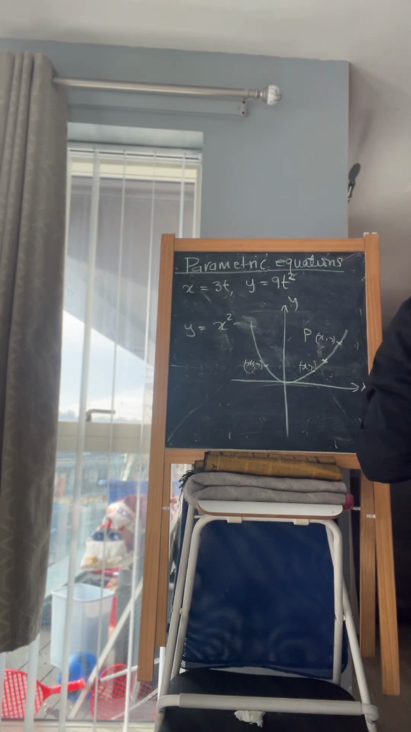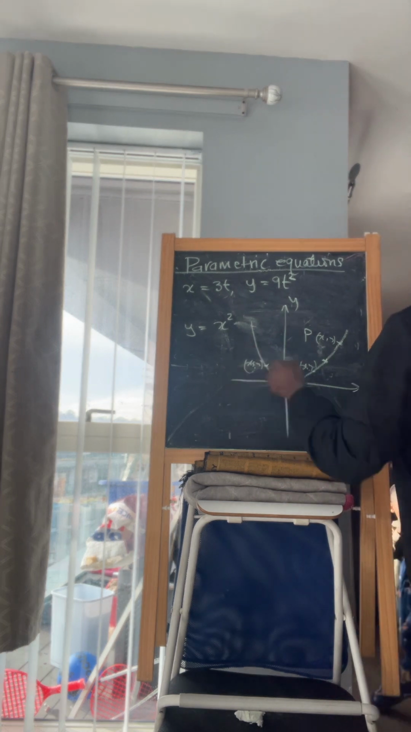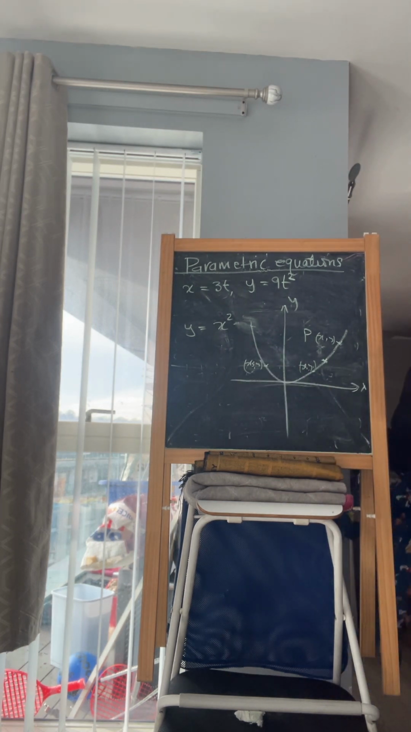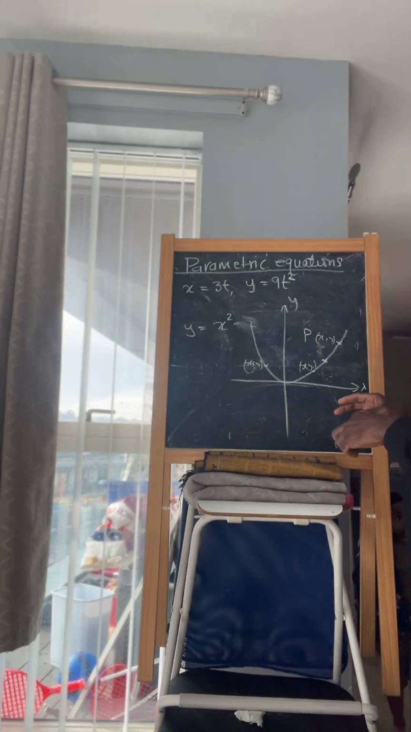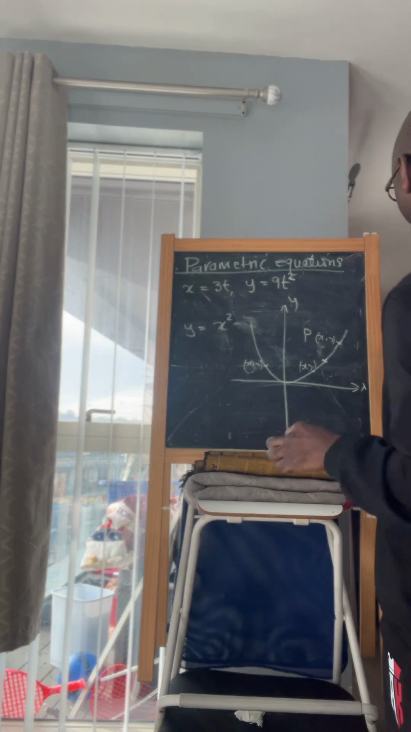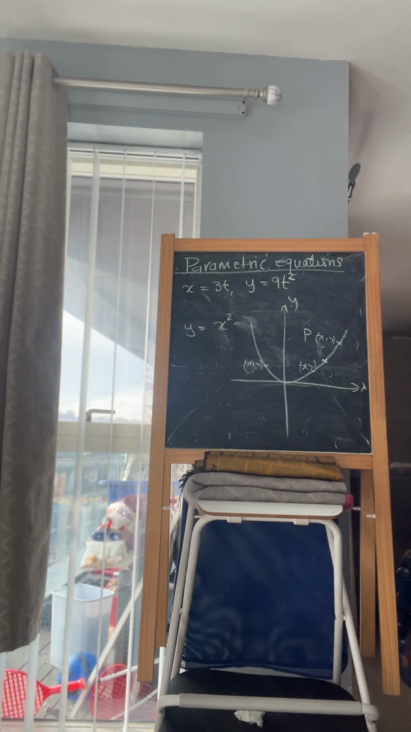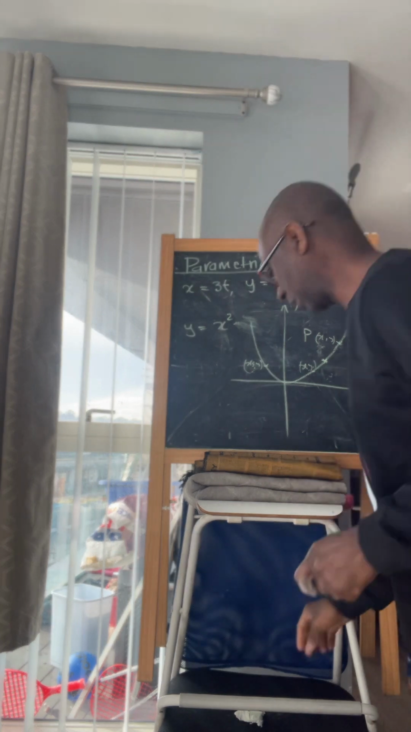If this was P, at what time will P be at this particular location? At what time will X be at this particular location? So that is what parameterization does for us. Very helpful. See that? This is just an example.